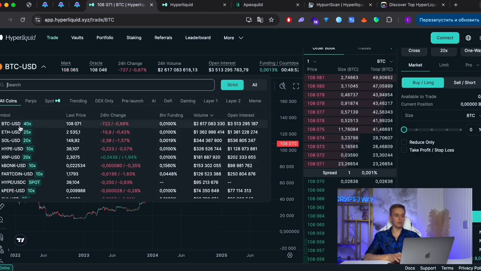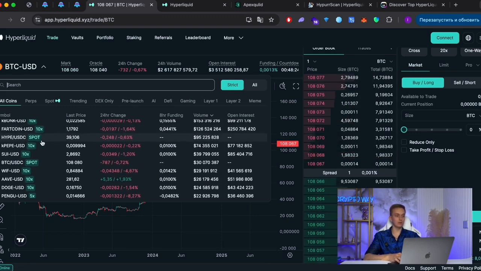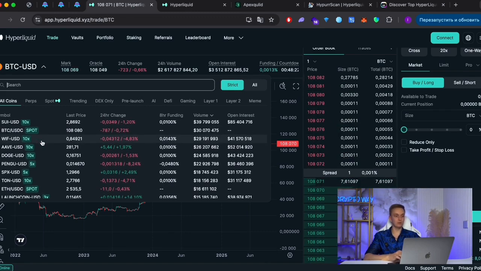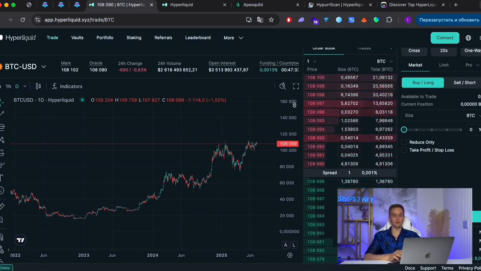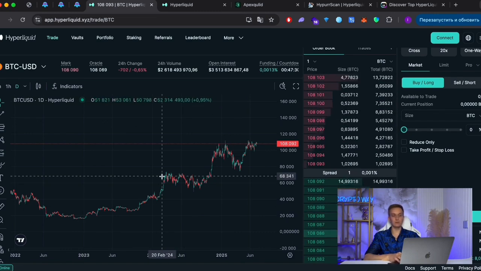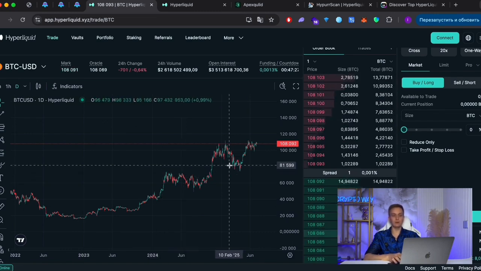Note that there are a lot of different pairs here. For example, take Bitcoin. We can trade it with up to 40 times leverage, or Ethereum with up to 25 times leverage. Overall, there are quite a lot of different pairs being traded here, including meme coins and major meme coins as well. And yes, even the established ones, which we can also short. The main advantage and difference of this exchange compared to centralized exchanges is that you don't store your funds on the exchange itself. Instead, they remain in your trading wallet. In other words, you connect your address here, deposit crypto to it, and then you can make trades using those funds. And at any moment, you can easily withdraw your funds to any other wallet without any additional confirmations from the exchange.